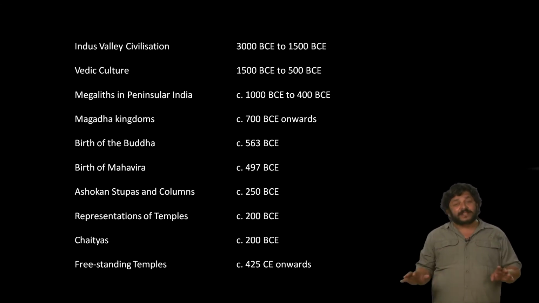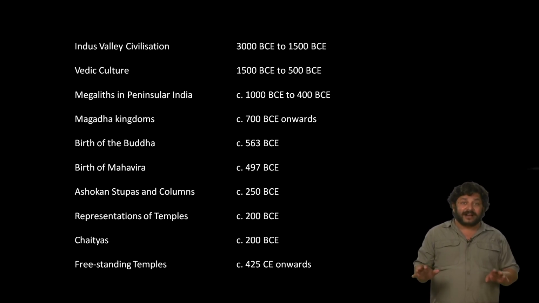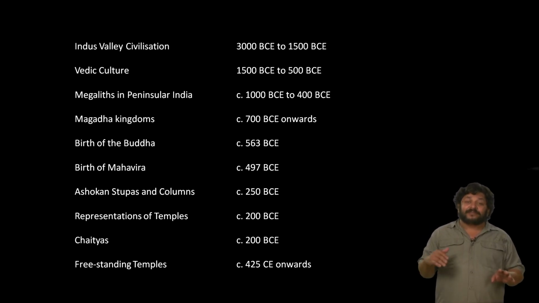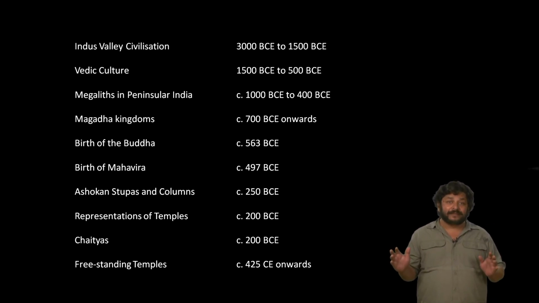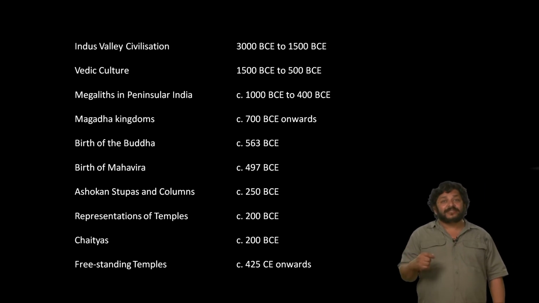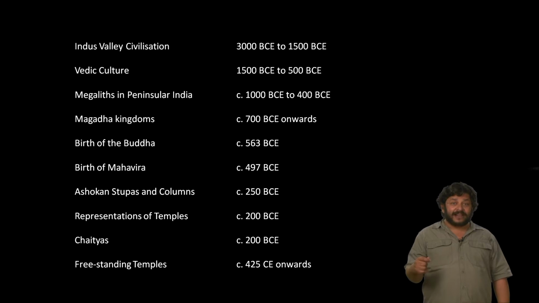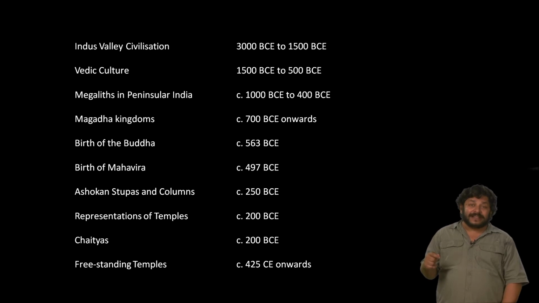All of these developments will be followed by kingdoms in Central and North India, the birth of the Buddha and of Mahavira, the rise of the Mauryas with Emperor Ashok expanding the Mauryan kingdom, and then the beginnings of temple Hinduism. In the meantime, Buddhist cave sites will have chaityas and also viharas, and we start getting somewhere around the 2nd, 3rd, 4th century CE freestanding temples, the first one being Temple 17 at Sanchi.